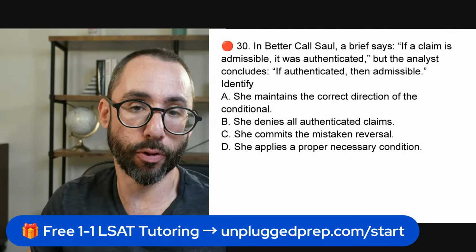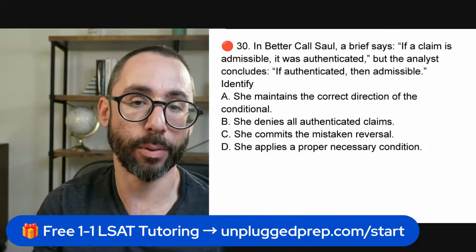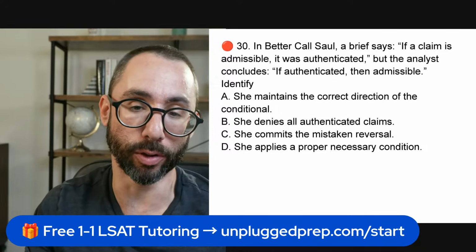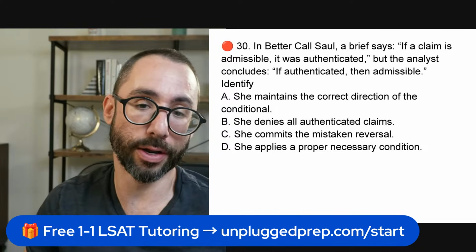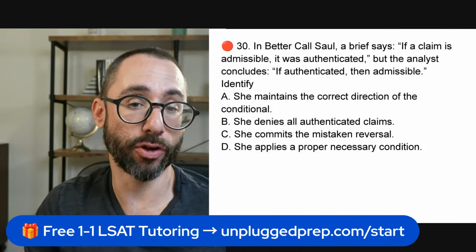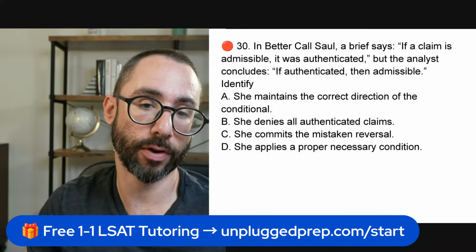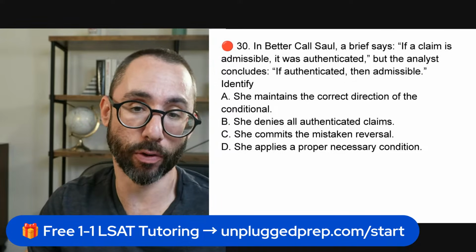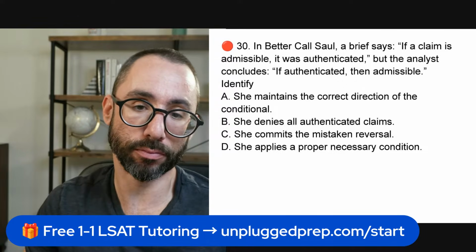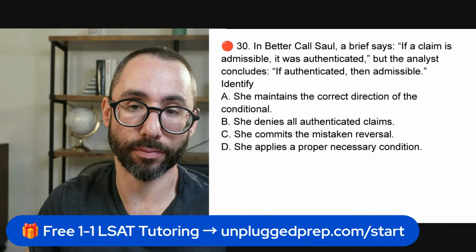Well done. Number 30, in Better Call Saul, a brief says, if a claim is admissible, it was authenticated. But the analyst concludes, if authenticated, then admissible. Identify what's going on here. Is there a flaw? If so, what is it? A, she maintains the correct direction of the conditional. B, she denies all authenticated claims. C, she commits the mistaken reversal. Or D, she applies a proper necessary condition.